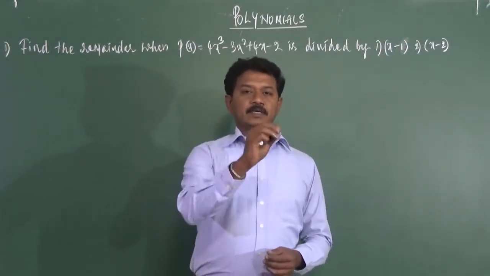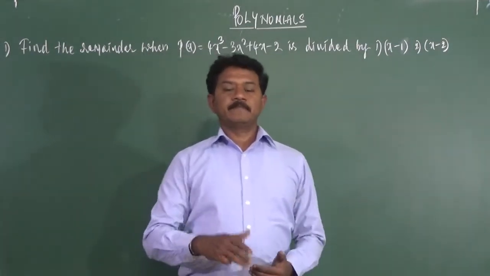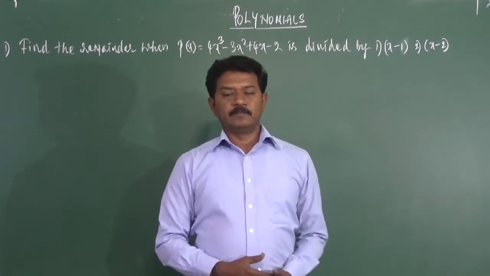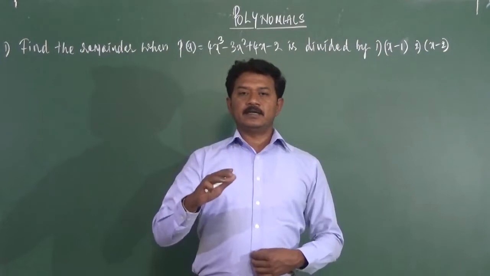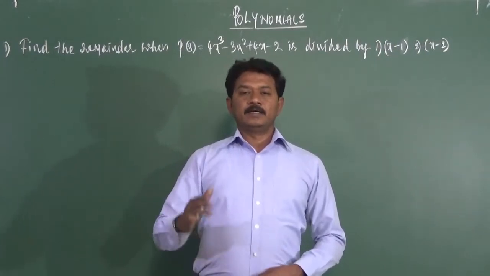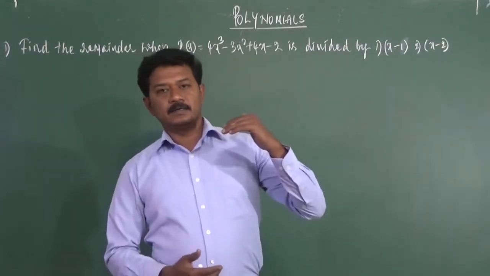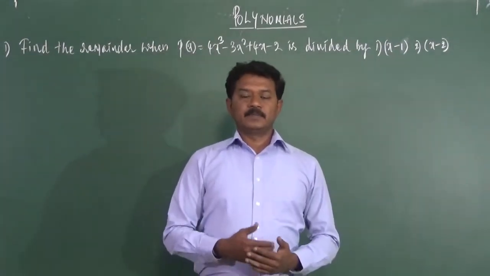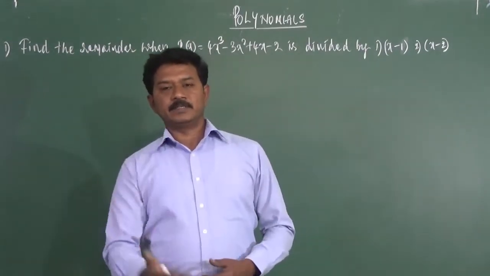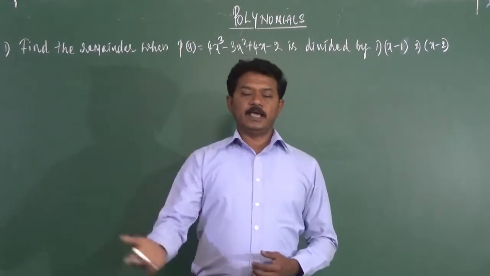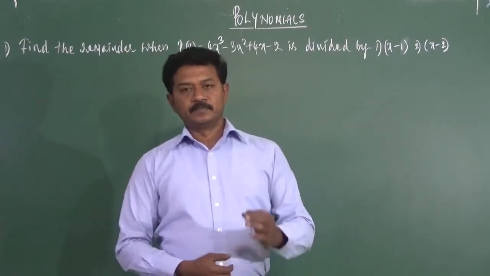in p of x, and the value we get at the end will be the remainder itself. That is, if p of x is a polynomial of degree greater than or equal to 1, and if g of x is a linear polynomial and a is any real number, then the remainder obtained when p of x is divided by g of x will be p of a. So that was the remainder theorem. It was very important. I hope you enjoyed it.